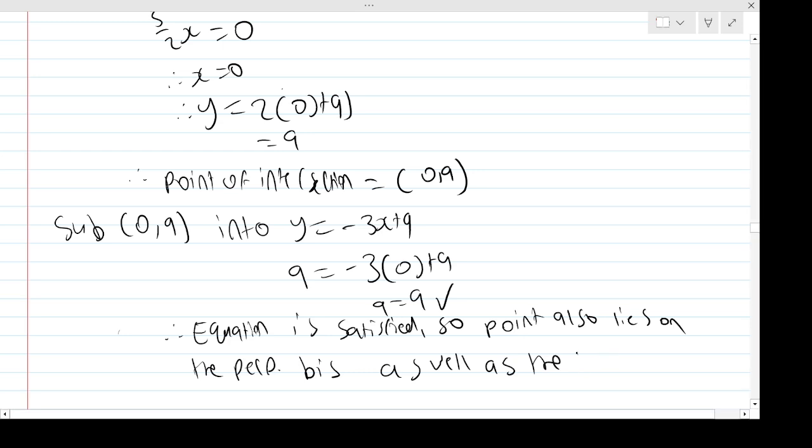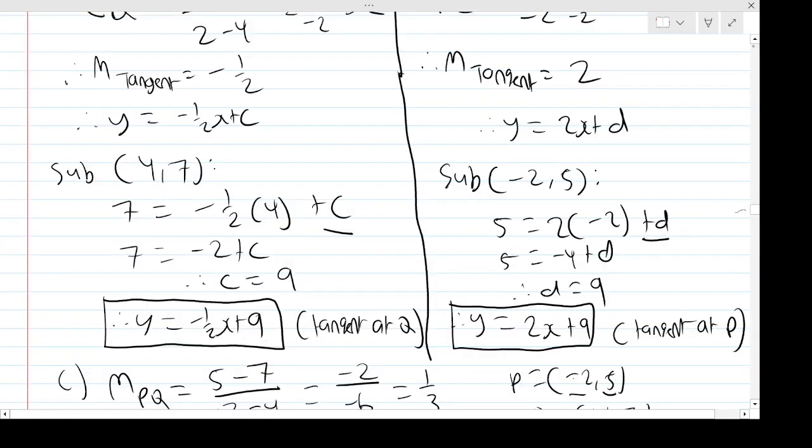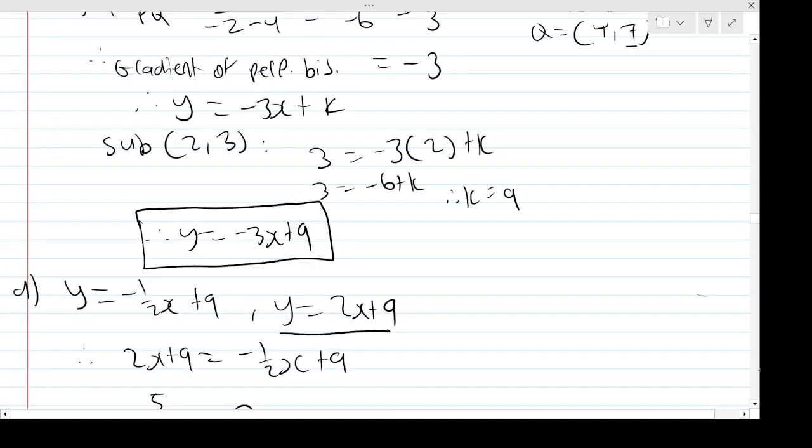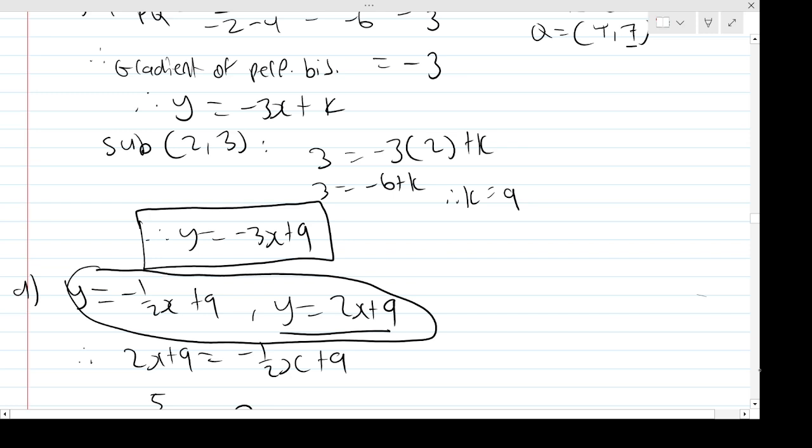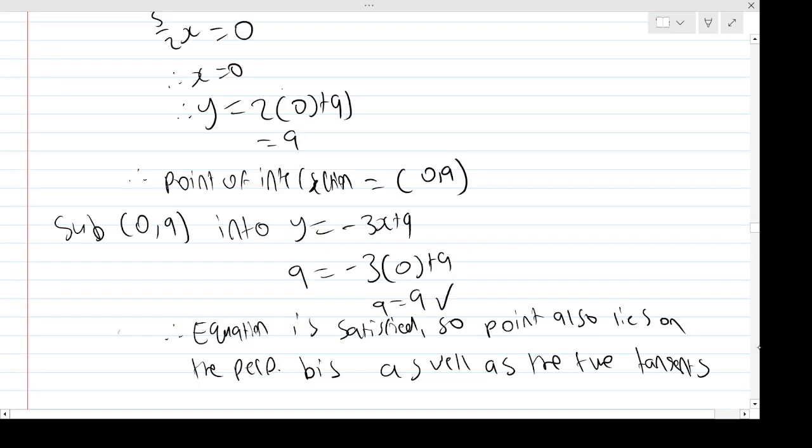We know that point is already on the two tangents, because when we equate these two lines together, which are the two tangent equations, the point of intersection we found is the point of intersection between those two tangents. So then we just need to check that it also is on the bisector line, which we just did here. So there we are. Okay, that's our question dealt with.